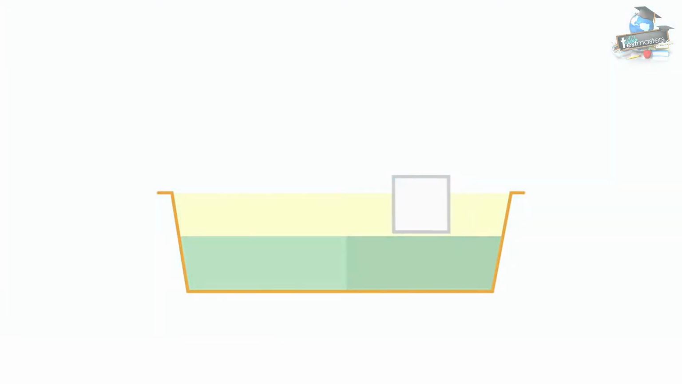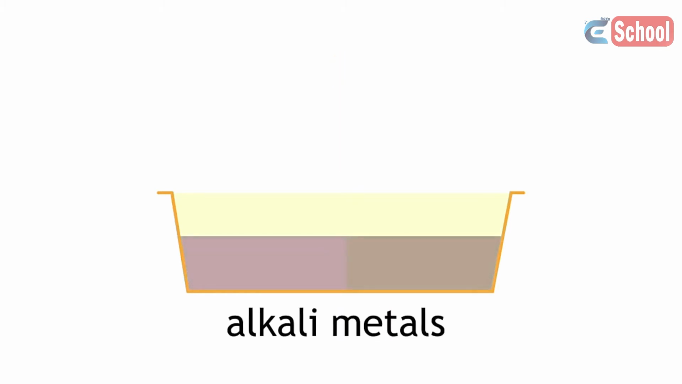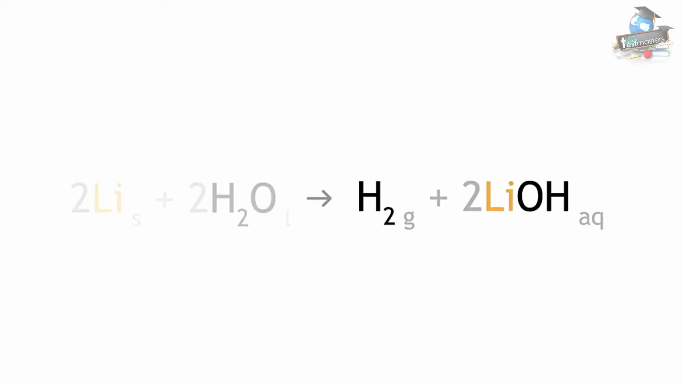The lithium metal floats on top of the water, fizzes, and slowly disappears. Add a few drops of universal indicator solution and you will see that it turns blue or purple. This is why they are called alkali metals. They react with water to produce an alkaline solution. Lithium has reacted with water to produce hydrogen gas and lithium hydroxide according to the equation below.